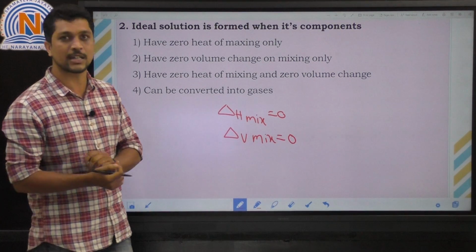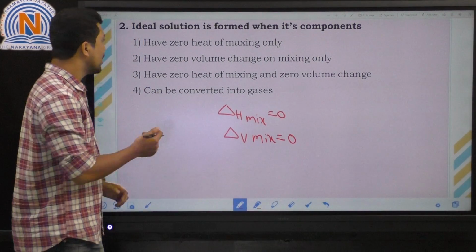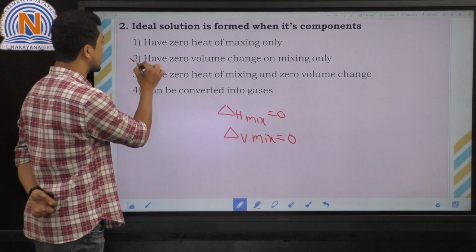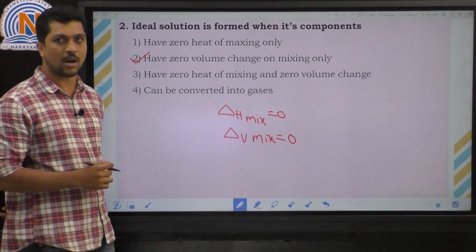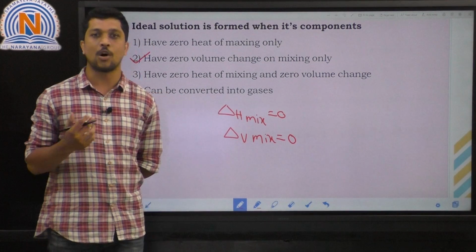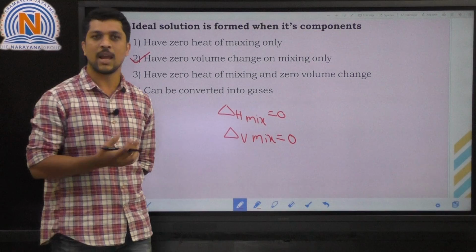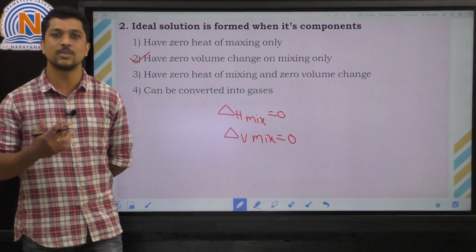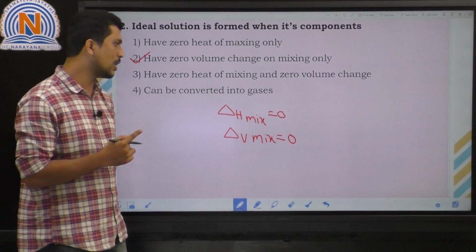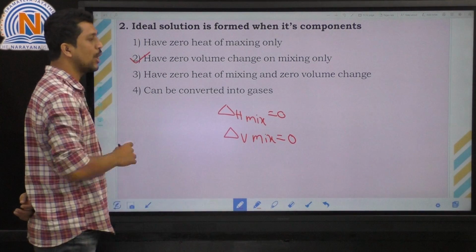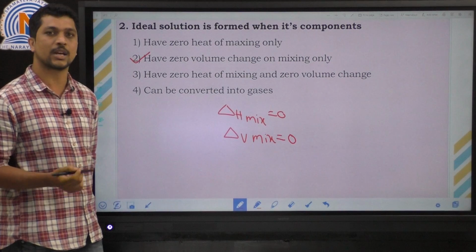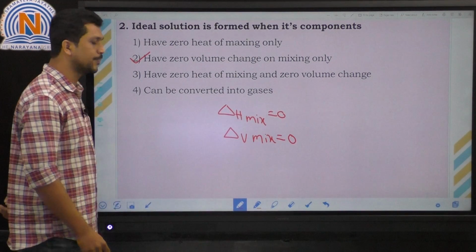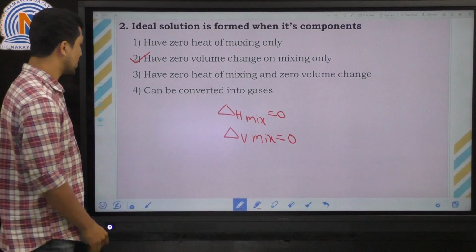So here the correct option is have 0 volume change on mixing. So an ideal solution is formed when its components have 0 enthalpy change on mixing, at the same time 0 volume change on mixing. They have given only one change, that is have 0 volume change on mixing only. So the correct option is the second option. Let's move on to the next question.